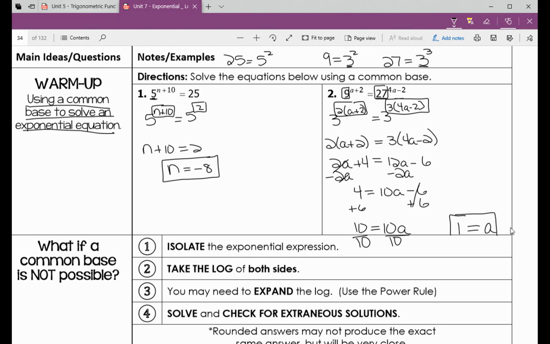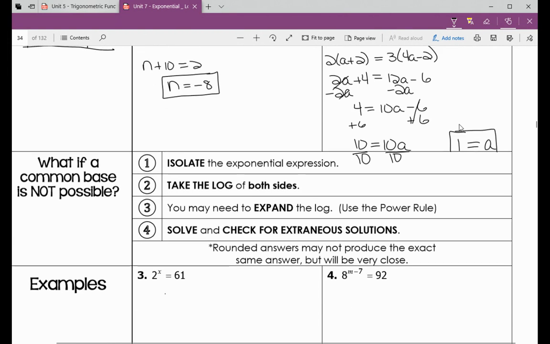Exponents are great because exponents can be anything. You do not have to necessarily check for extraneous solutions. Did we use a logarithm at any point in example 1 or 2? Okay.